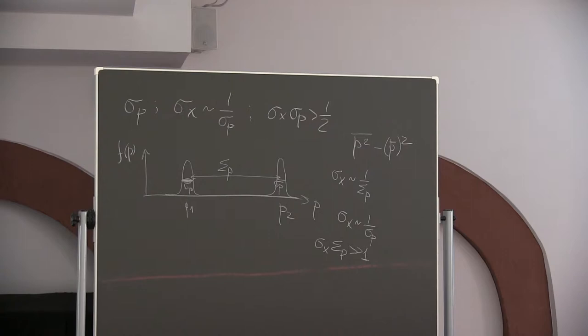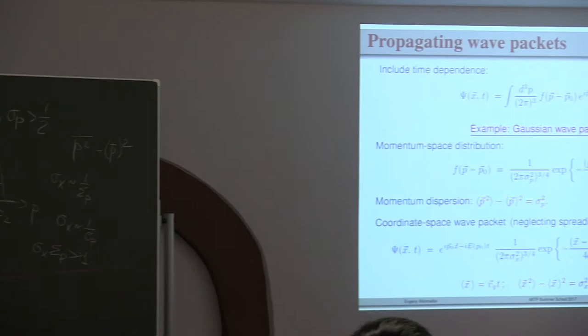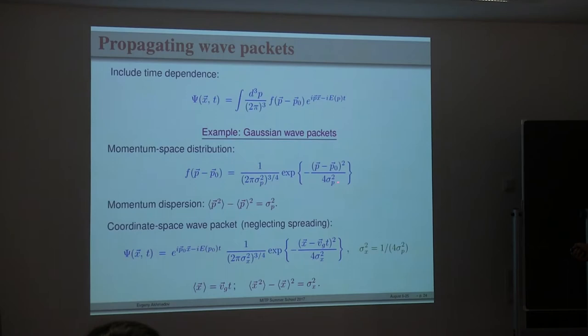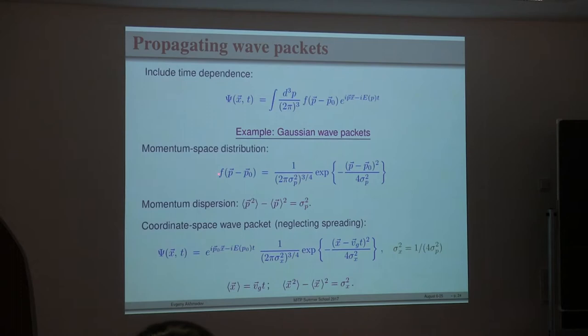So one example, as I said, is the Gaussian wave packet for which the function f is given by this simple formula. It's normalized so that the integral of the square of the modulus of f is equal to 1. And the momentum dispersion here, calculated in the usual way, is equal to sigma p squared, where sigma p is this term in the denominator. And if we calculate the corresponding wave packet in the coordinate space, then we get a wave packet which essentially has the same Gaussian shape.